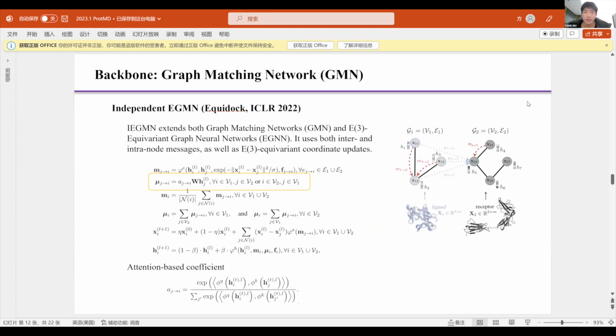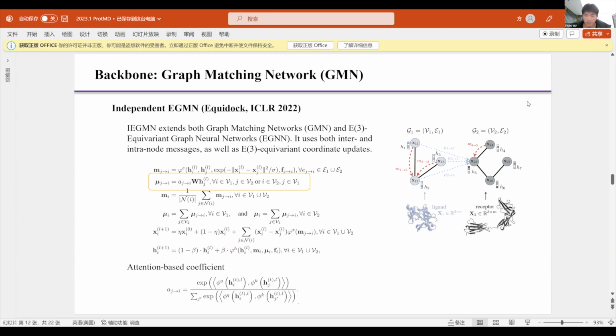In addition to these two pre-training tasks, it is time to introduce our backbone model. Here we use the graph matching network. Our backbone is inspired by the independent equivariant graph matching network, IEGMN, which is used in EquiDock. IEGMN extends both graph matching neural networks and equivariant graph neural networks. It uses both inter- and intra-node messages as well as equivariant coordinate updates.